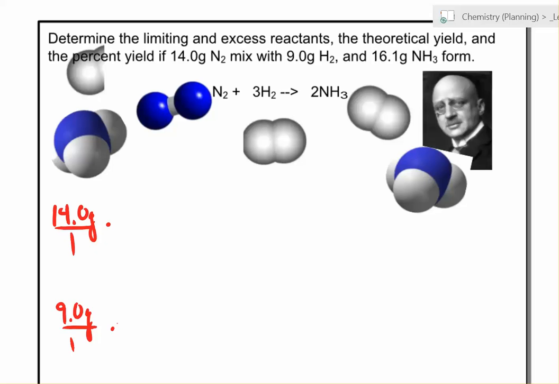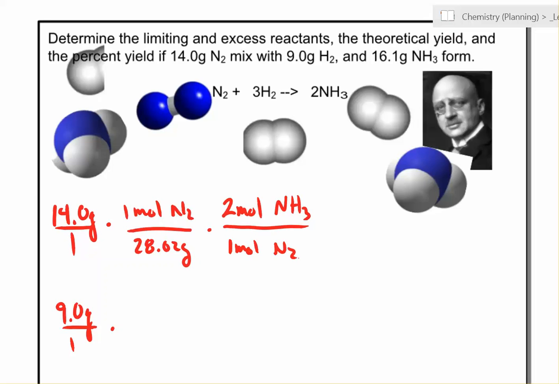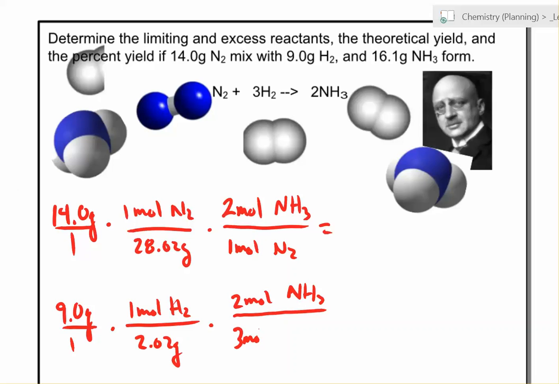I'm going to convert these to moles by using the molar mass. Each mole of nitrogen weighs 28.02 grams. Use a mole-to-mole ratio and say that 2 moles of ammonia form for every 1 mole of nitrogen. That'll tell me the moles of ammonia that would form if all 14 grams of nitrogen react. And then with hydrogen, I want to say that each mole of hydrogen weighs 2.02 grams. And that again, I produce 2 moles of ammonia for every 3 moles of hydrogen that react.